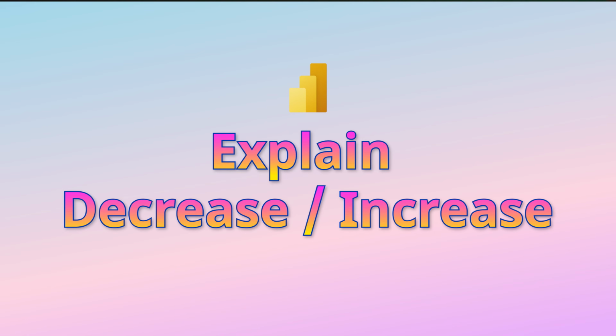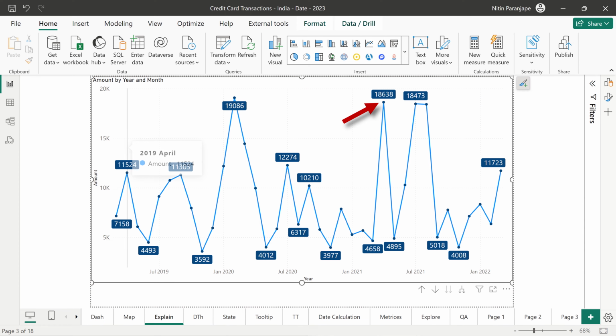The next feature is mind-boggling. This is a simple line chart. In this month, the amount or revenue was good. The next month, the revenue dropped significantly. Everyone is going to say, why? What happened in that month?